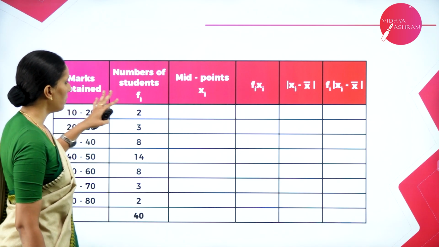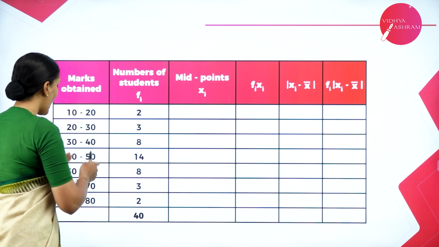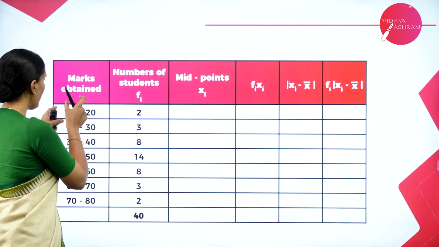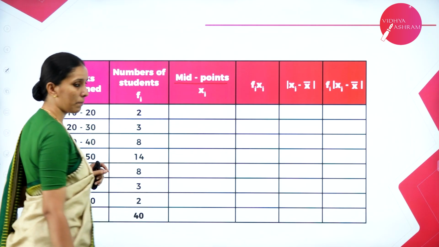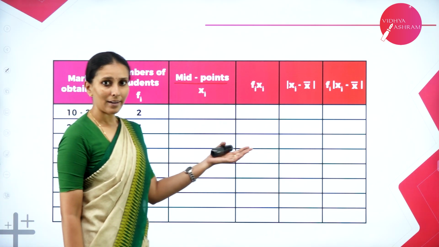The tabular column will contain the same things here. The only thing is we do not have any observations here; we have it in the form of a class interval. So whenever a class interval is given, xi is always taken as the midpoint. So we need to choose the midpoint of 10 to 20. The rest of the calculation is the same.